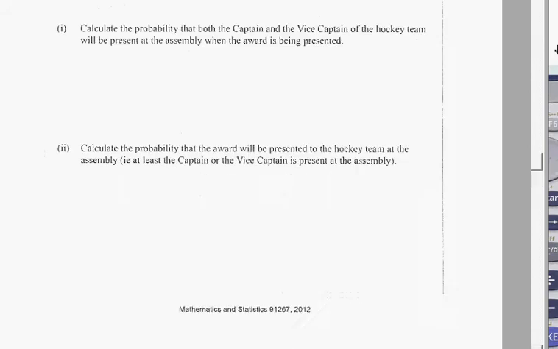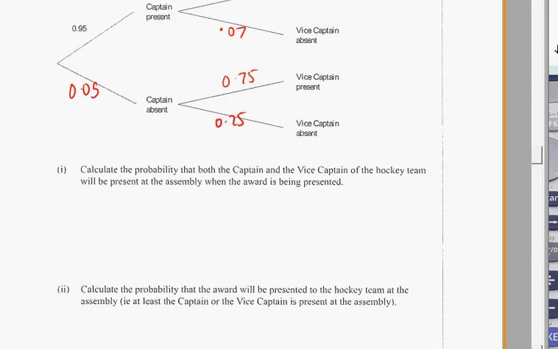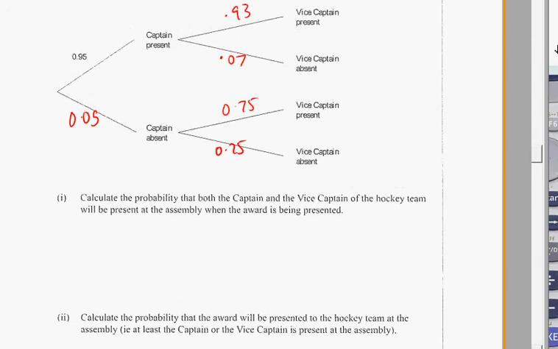Okay, so let's try part 1. Try and keep the picture on the screen. Both the captain and the vice captain were present. 0.95 times 0.93, 0.8835, and just check it wanted a probability. So we have captain present and the vice captain present. Moving along a branch, we multiply. Remember to multiply down the branches.